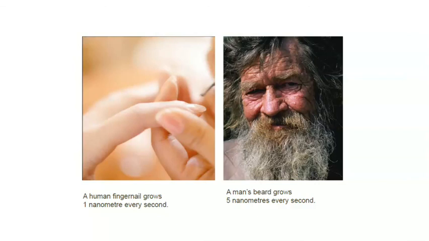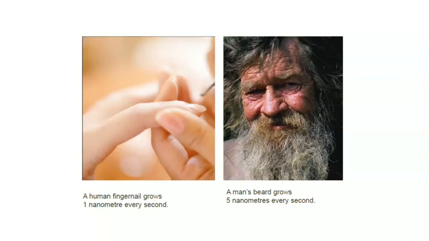On the right side you can see a man who has a very beautiful braid. The man's braid grows 5 nanometer every second. So you can see our hair or the braid is right now growing at the rate of 5 nanometer per second. This is because we are not able to see the scale. It is so small, but it is working.